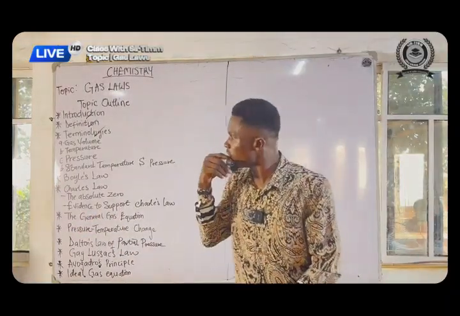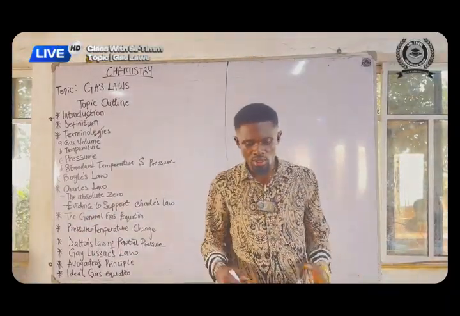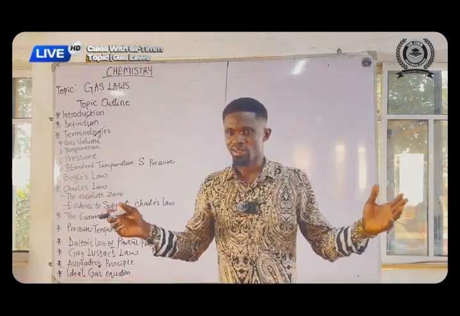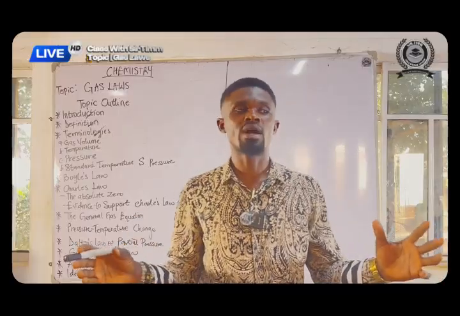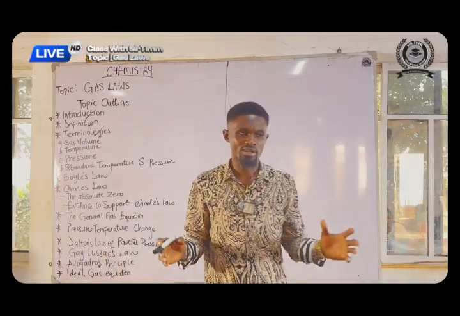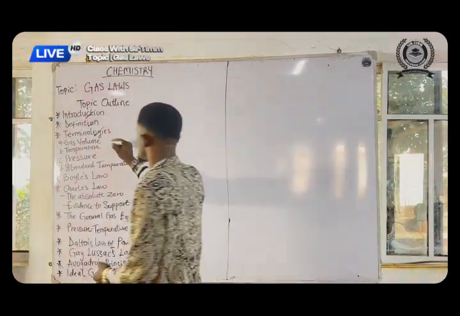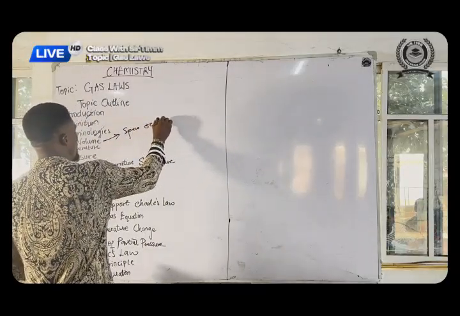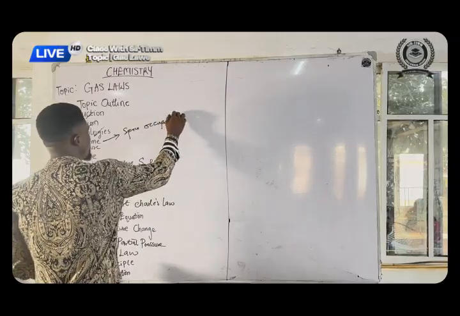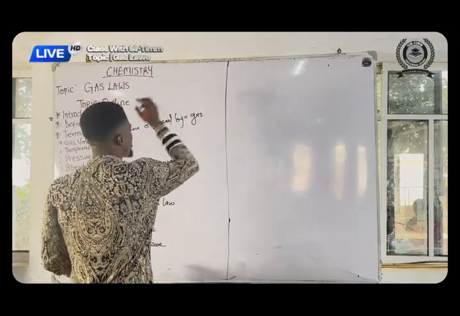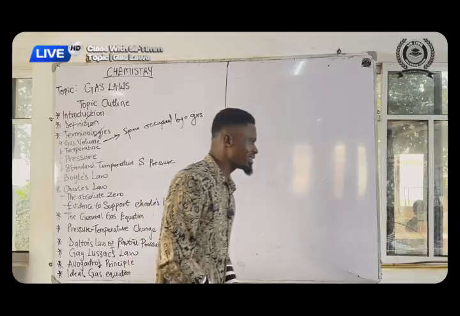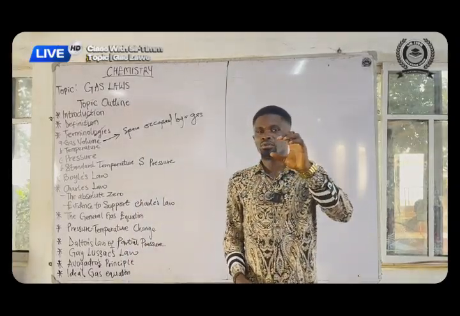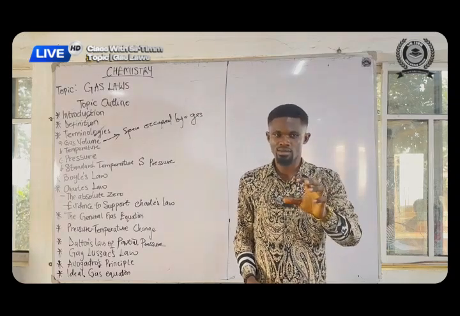When we talk about gas volume, this is said to be the space a gas occupies. Are you with me? So gas volume talks about the space occupied by a gas. Am I communicating? And in chemistry, a fixed mass or the same mass, am I communicating?